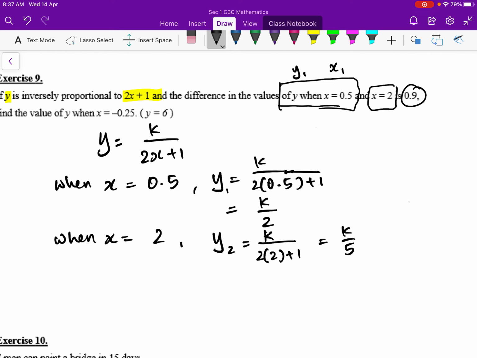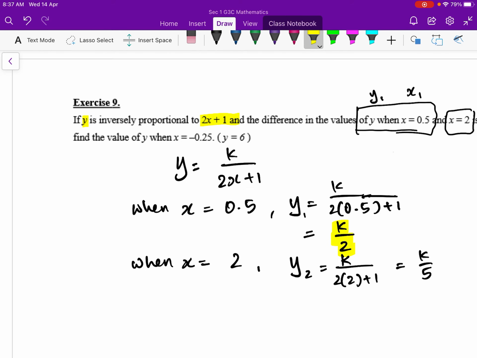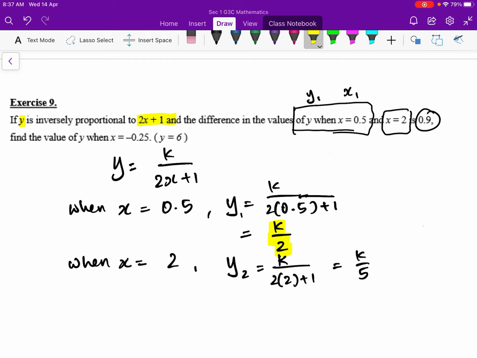Now difference, we need to take the bigger number minus the smaller number. Right now, can you tell which is the bigger number and which is the smaller number? Is k over 2 bigger? Are you making an assumption? Are you assuming that k is positive? Because if k is positive, then you're right, k over 2 is bigger. But if k is negative, then k over 2 is smaller, isn't it? Then did they give any more information? No, they didn't give any more information. So we will just have to choose one of those two and see what happens from there.